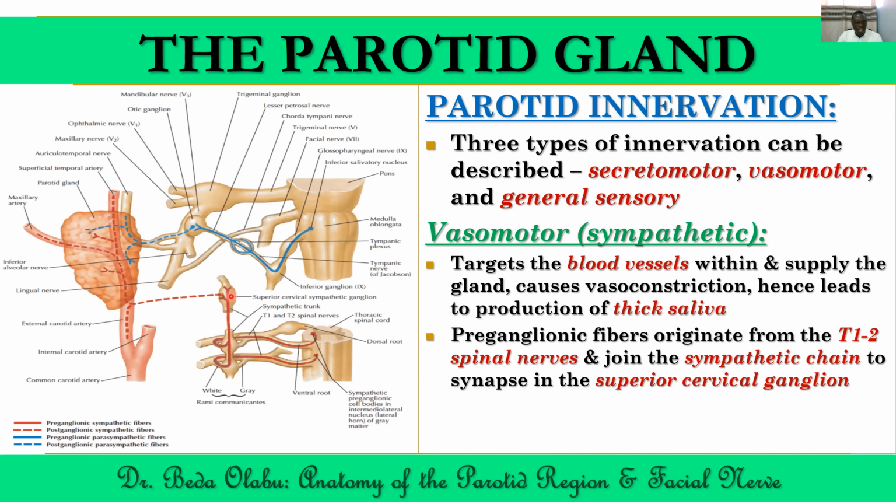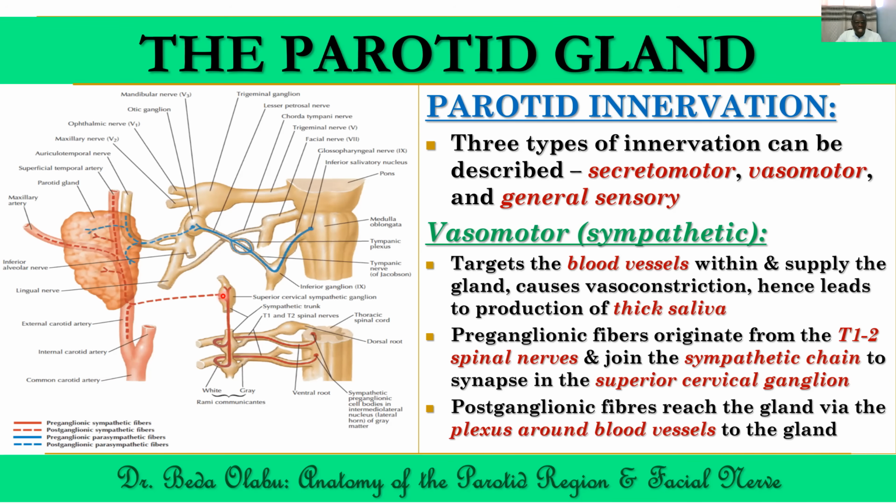Once they've synapsed there, we have postganglionic neurons which now hitchhike on blood vessels, the blood vessels that will eventually lead to the parotid gland. That means it will follow the external carotid, and then the various branches of the external carotid, similar to the branches that supply the gland. The sympathetic fibers reach the gland through a plexus around blood vessels.